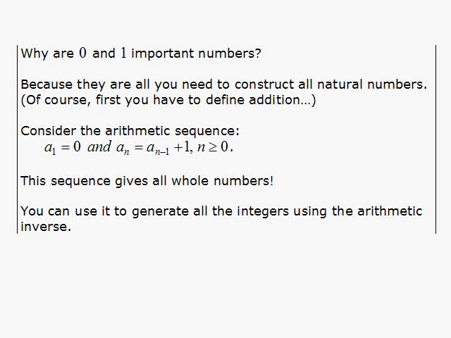Now I'm just going to mention this in passing. You can take the numbers 0 and 1, and from that you can generate all the numbers you need. The way you do it is construct this arithmetic sequence, once you have defined, of course, the operation of addition. Let's start with 0, and then we have an equals an minus 1 plus 1. That means I start with 0, and I add 1 to get to the next number. I add 1 to get to the next number. I add 1 to get to the next number. There you've got all the whole numbers. Of course, you can use arithmetic inverse. Now that you have the numbers, you can generate the rest of them as well. Those are called Peano's axioms.